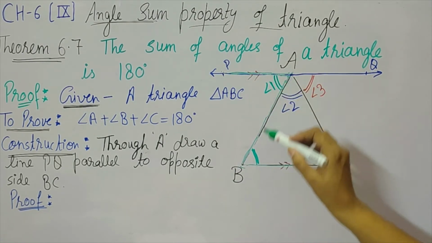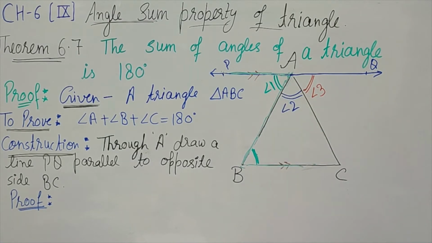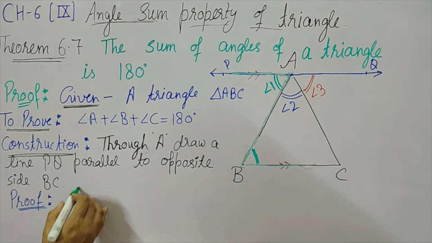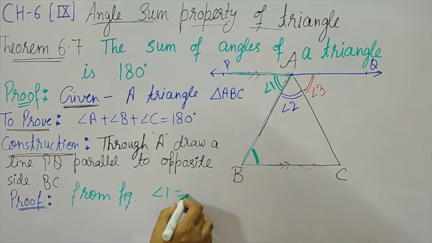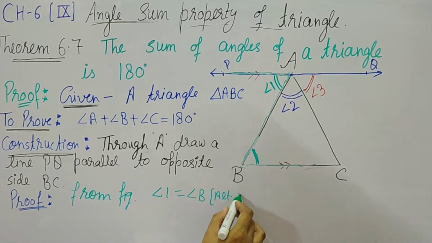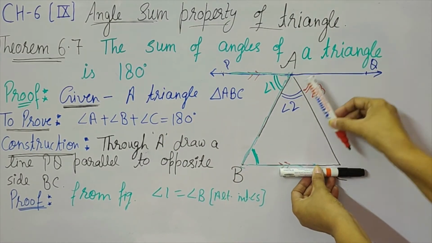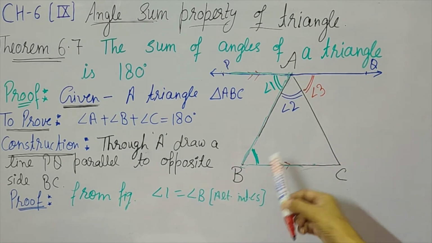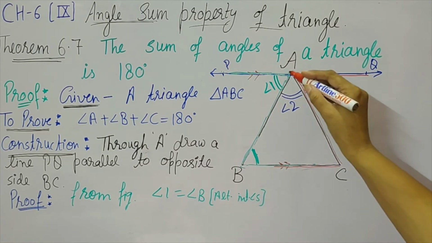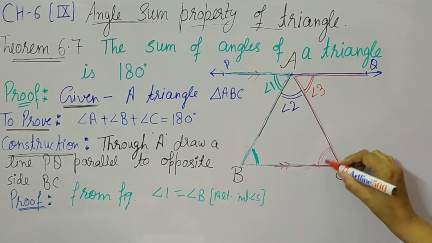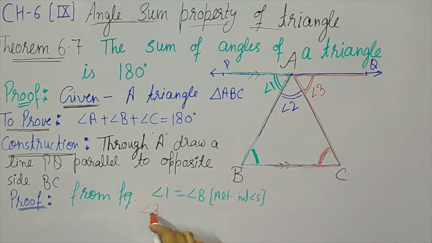So what pair are these two angles, angle 1 and angle B, making? Alternate interior angles. The same thing you will write in the proof from the figure: we have observed that angle 1 is equal to angle B. Reason: alternate interior angles. In the same way, on the other side, these are two parallel lines and this is a transversal, so again a Z kind of shape is forming here. So what can we conclude for angle C and angle 3? Angle 3 is equal to angle C, with the same reason, alternate interior angles.